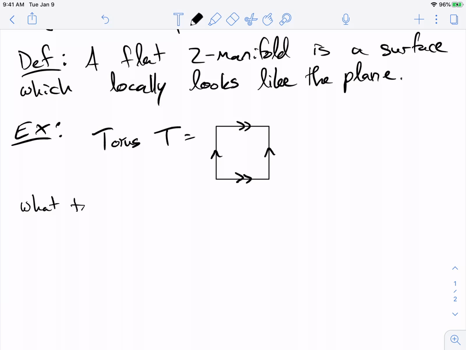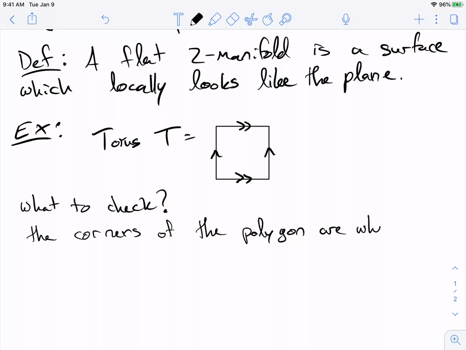And what we learned on Wednesday is if I want to check that this is actually a flat two manifold, I want to check that every point looks like a region of the plane, what I really need to worry about is the corners. The corners of the polygon. And what I mean by saying problems can occur is these are the points where I may not have a flat two manifold.